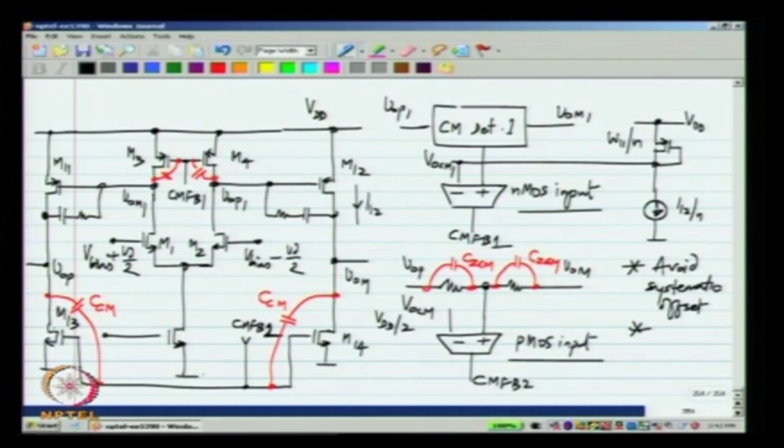Now, that is the gist of the fully differential 2 stage op amp. We need to have common mode feedbacks for both stages, or find some way of stabilizing the common mode voltages of 2 stages. Now, one thing I want to point out here is that you see that the circuit already has become so complicated that I cannot put all the transistors on this area that is available to me. So, what does it mean?